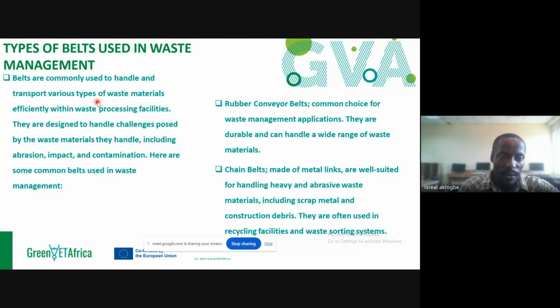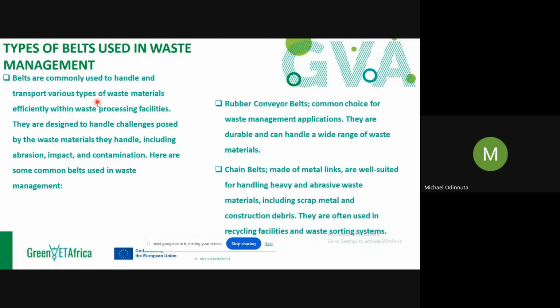Types of belts used in waste management. Belts are commonly used to handle what? And transport various types of waste material efficiently within what? Waste processing facilities. They are designed to handle challenges posed by the waste material they handle, including abrasion, impact, and contamination. Here are some of them.